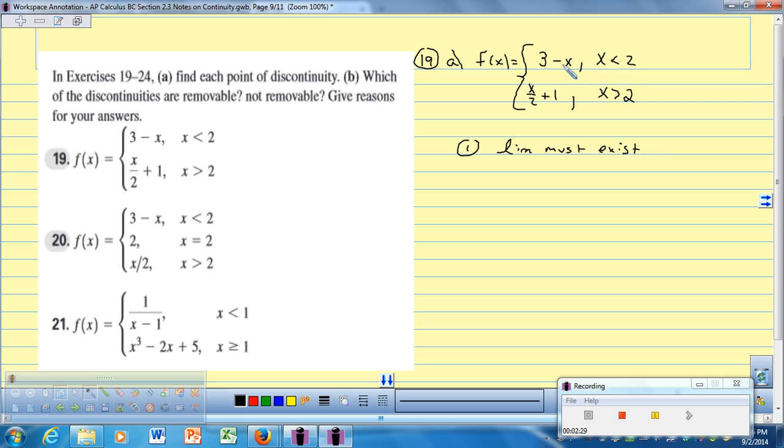Well, that means we need to look at the limit from the left as x approaches 2 and the limit from the right as x approaches 2. So we'll take a look at the limit as x approaches 2 from the left of f of x. And to do that, we are just going to plug 2 into the top branch. 3 minus 2 is 1. And let's take a look at the limit as x approaches 2 from the right of f of x. And that would be 2 over 2 plus 1. 1 plus 1 is 2. So here the left limit does not equal the right limit, so the limit does not exist.